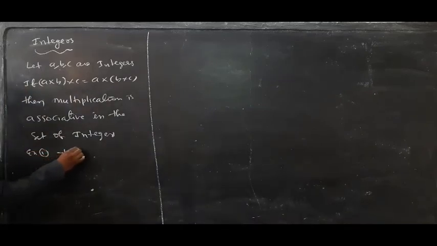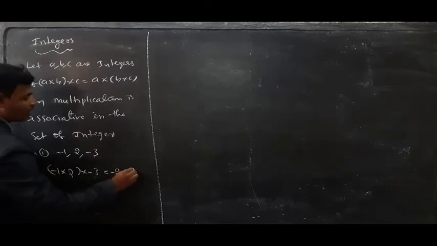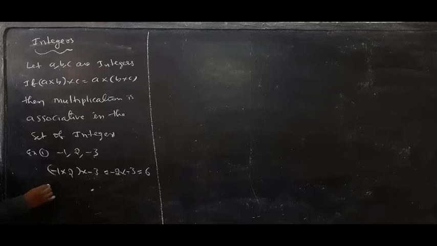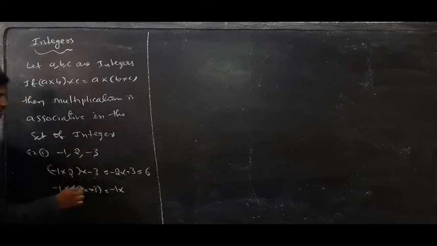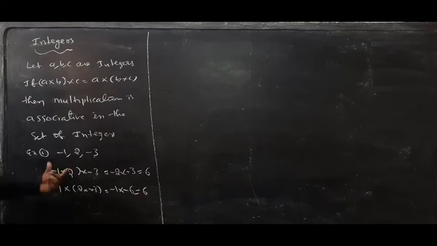Example 1. Minus 1, 2, minus 3 are three integers. Next, what I need here? (−1 × 2) × (−3) is equal: −1 × 2 is −2, and −2 × −3: minus into minus is plus, 3 × 2 is 6. Next, −1 × (2 × −3) is equal: 2 × −3 is −6, and −1 × −6 is 6. So the product of these two are equal.